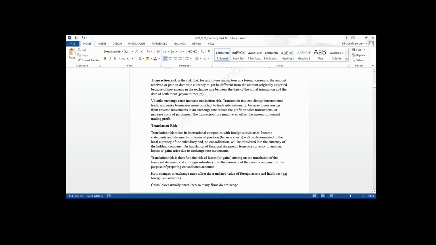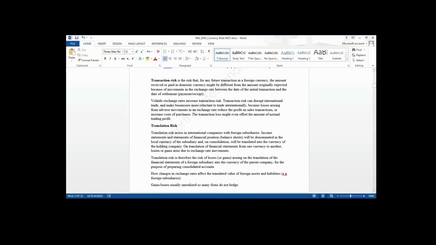In the process of translating the financial statements from one currency to another currency, there could be exchange losses or exchange gains due to fluctuation in exchange rates. That is the translation risk. We can illustrate that briefly.